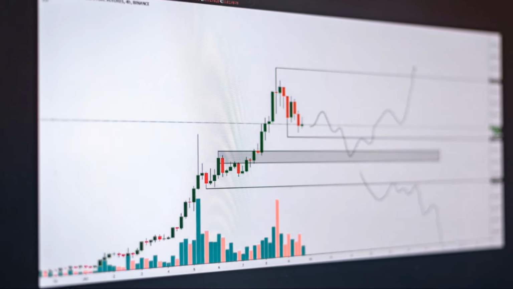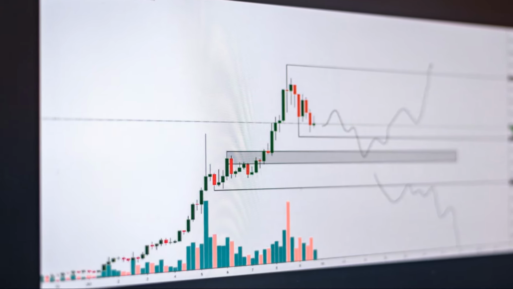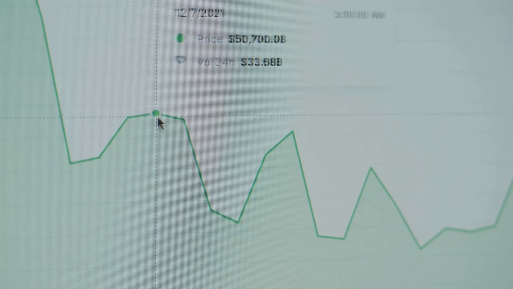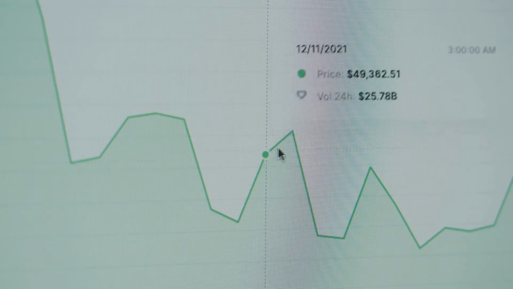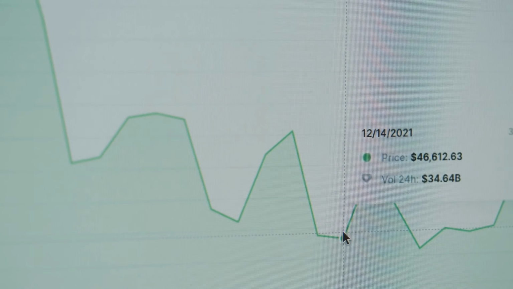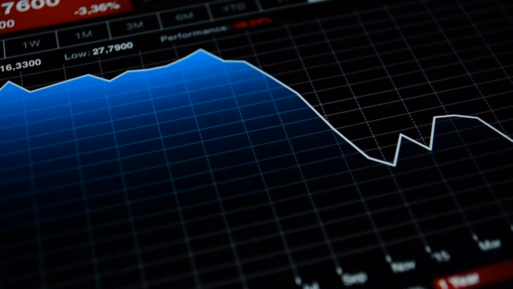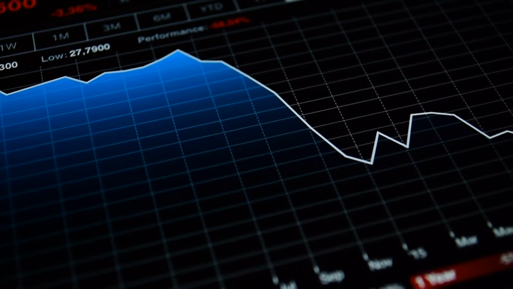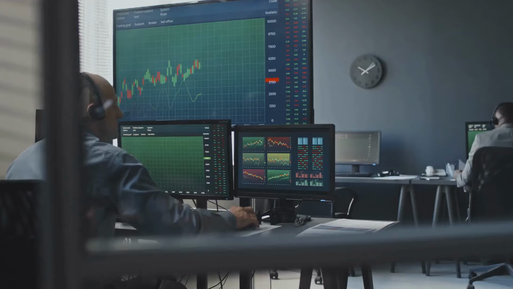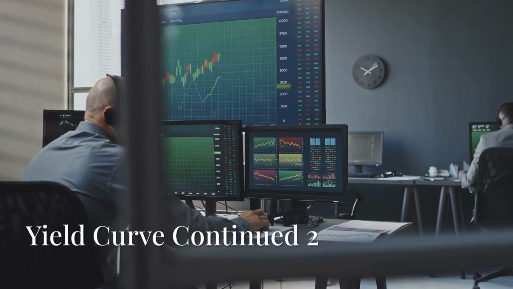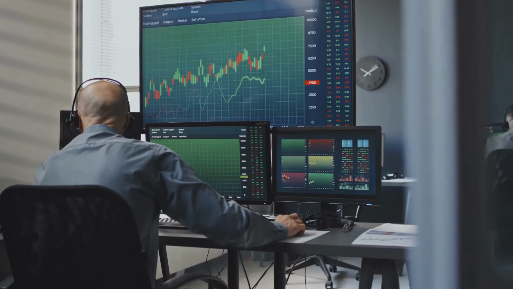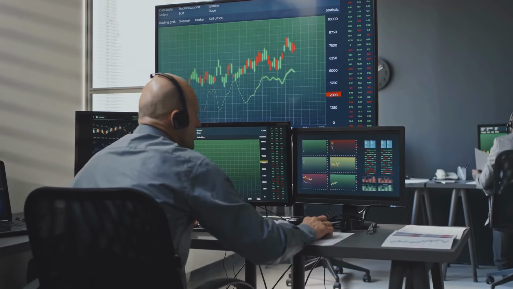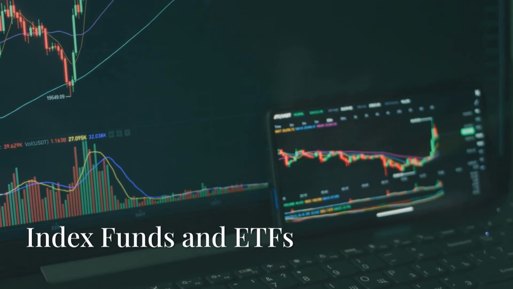A normal yield curve slopes upwards, meaning long-term investments earn higher interest. However, an inverted yield curve, when short-term interest rates exceed long-term rates, often signals investor concern about future economic conditions. Historically, such inversions have accurately predicted economic recessions. Traders closely monitor the yield curve to anticipate changes in economic cycles and adjust their strategies accordingly.